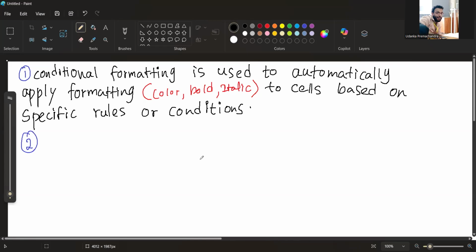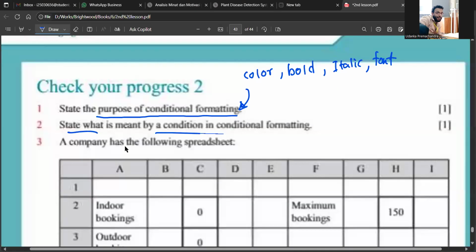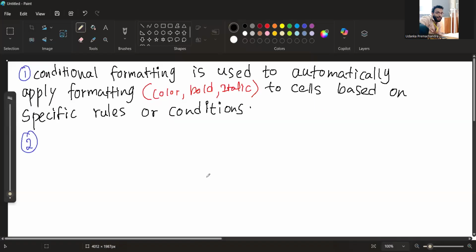And the second one: state the meaning of the condition in conditional formatting. They have some condition. I want to highlight the values more than 100 marks, or less than 100 marks. Like that, they have a condition. With conditional formatting, there should be a condition that determines what formatting is applied.